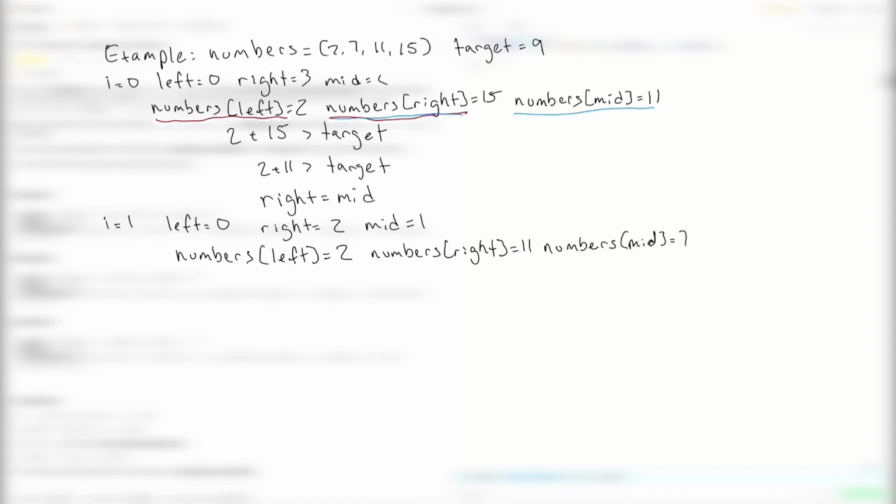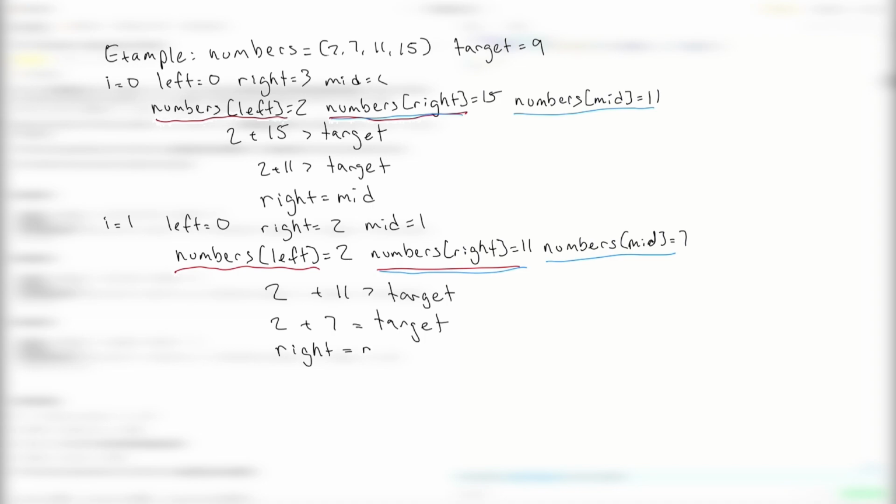So now we need to check to see if the numbers of left plus numbers of right is greater than target, which it is, because that's 2 plus 11. Now we need to check to see if numbers of right plus numbers of mid is greater, which it is technically not, but it's 2 plus 7, which is equal to target. So still, we want to say right is equal to mid.